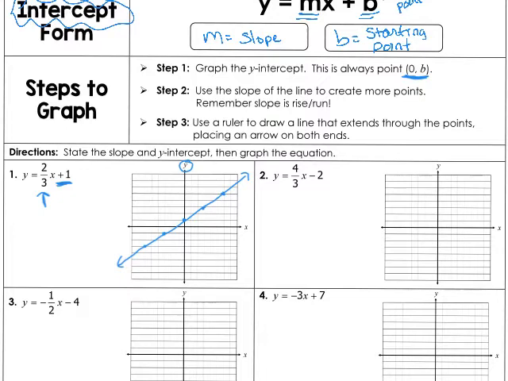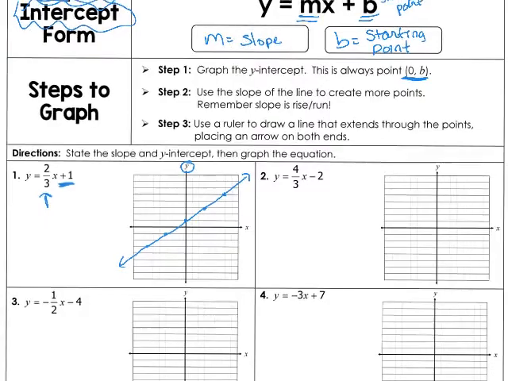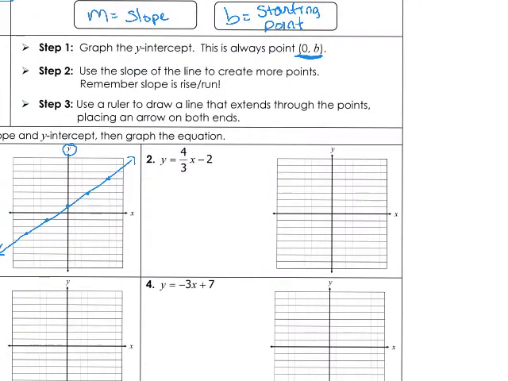All right, let's take a look at the next line. It says use a ruler to draw a line that extends through the points, placing an arrow on both ends. That's step 3. Step 1, let's go back to step 1 here: (0, b). There's b. So we're looking for the point (0, -2). Here's 0, here's -2. Okay, that's our starting point.